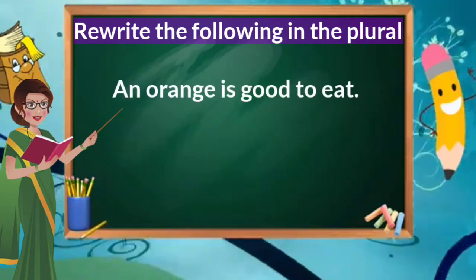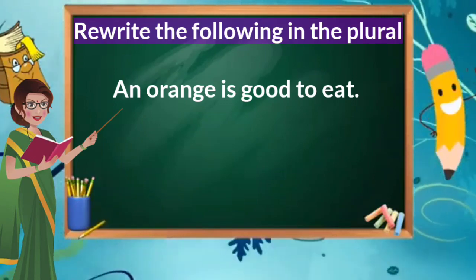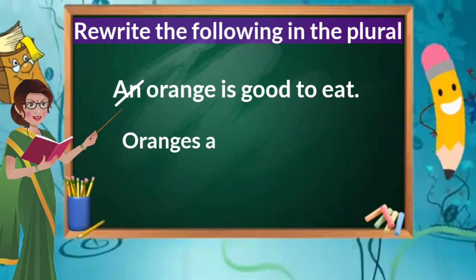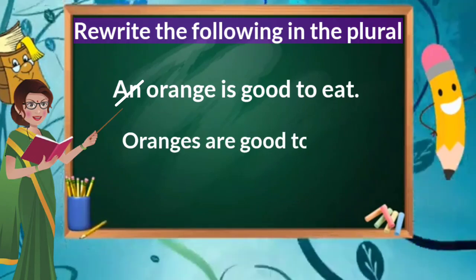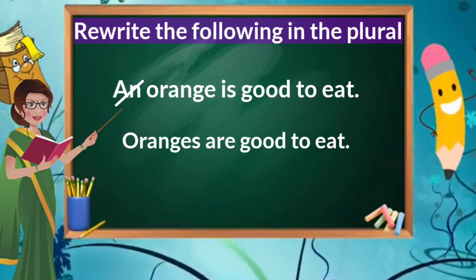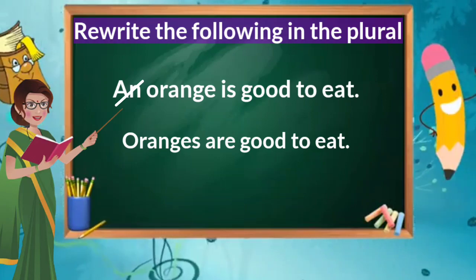Then the last question, children. An orange is good to eat. Take out an only. Orange becomes oranges. Is becomes are, good to eat. Don't add s with eat. So oranges are good to eat.